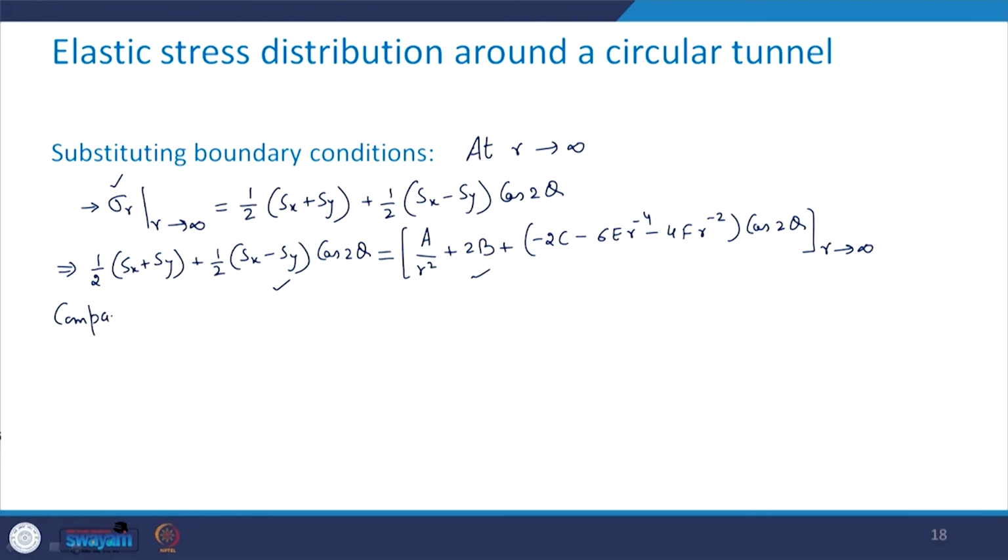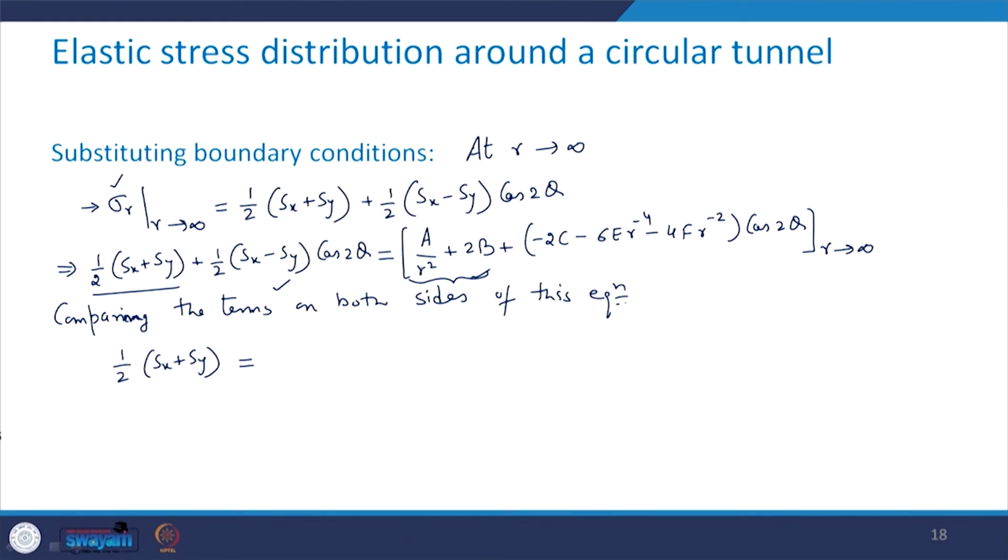Comparing the terms on both sides of this equation, this term is independent of theta and these two terms are independent of theta. So half Sx plus Sy would be equal to a by r square plus 2b. Now, here r is tending to infinity. So what will happen to the term a upon r square? This will become equal to 0. Therefore, this quantity will become simply equal to 2b. This is equation 10a.